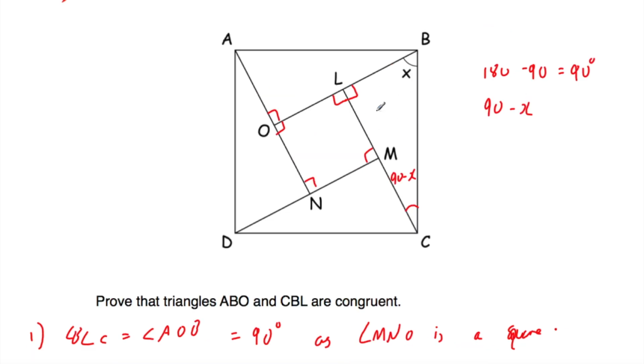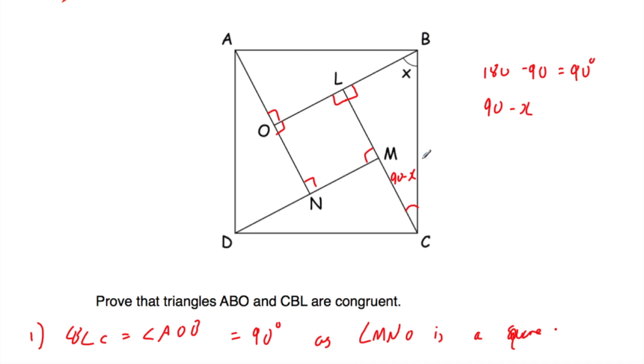Okay, so now if we have a look at this triangle, triangle CBL, we've got the size of the three angles. Let's have a look at triangle ABO and see if we can find the size of these two angles up here. Because at least then we'll have angle, angle, angle. That means they're mathematically similar for a start, and then we'll see if we can get any sides that are the same as well.